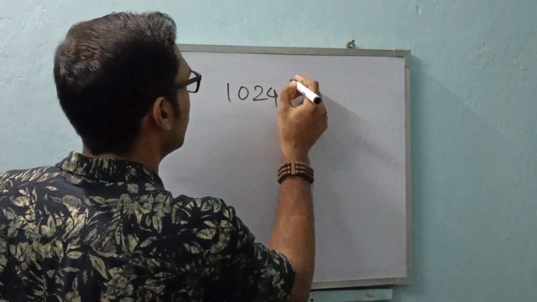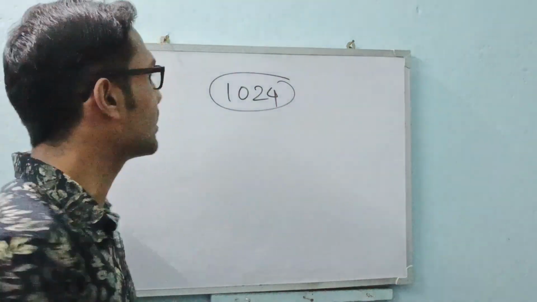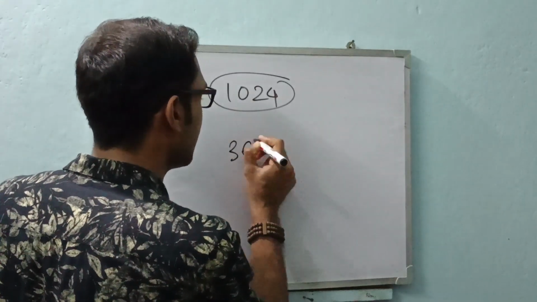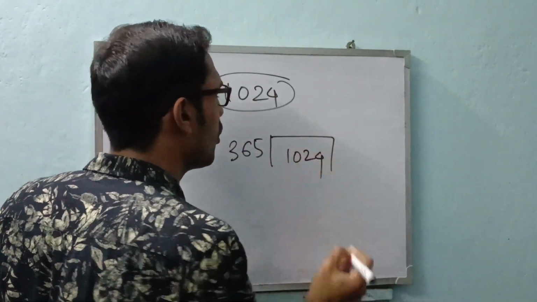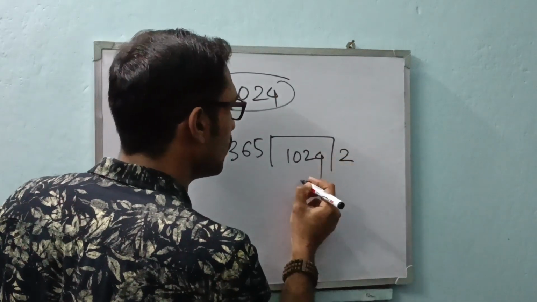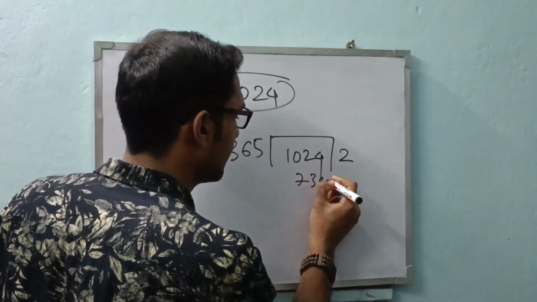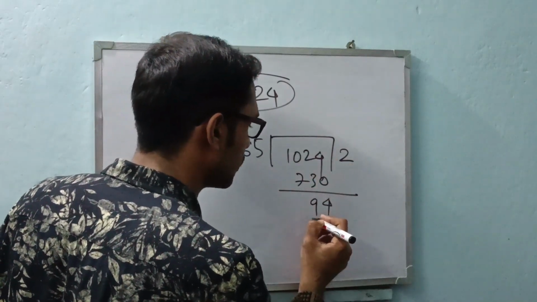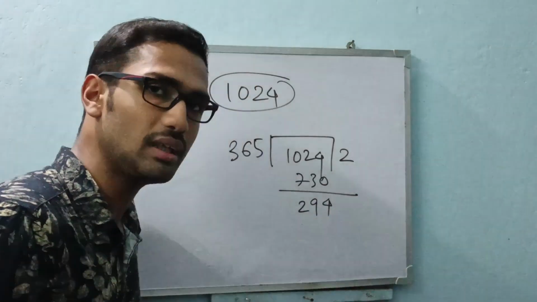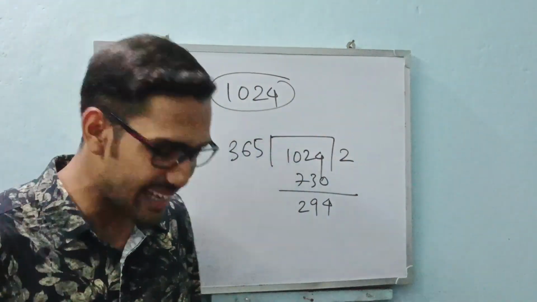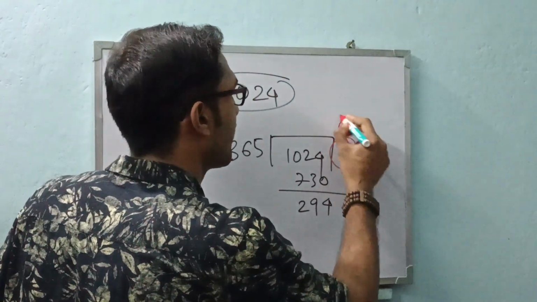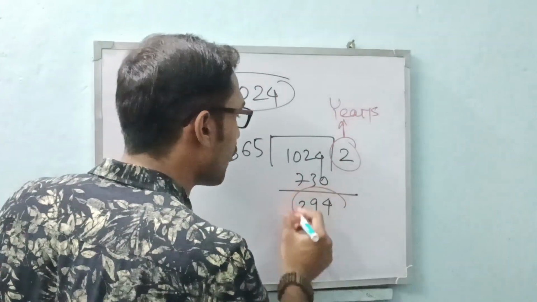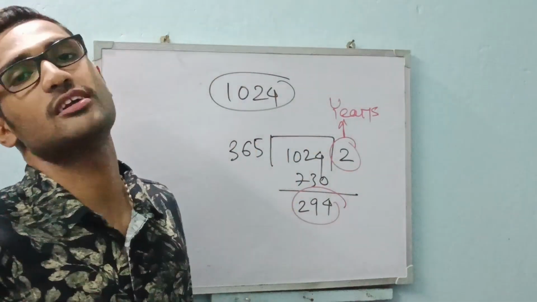So for finding the years from 1024, I will simply divide it by 365. Let's divide: 365 into 1024, and if I multiply it by 2, I get 730. Subtracting, we get 294. So this 2 is the year, 2 years. And this 294 is the remaining days from 1024.